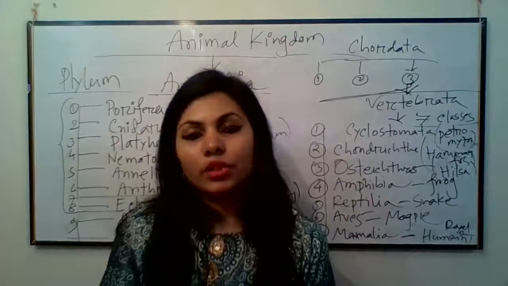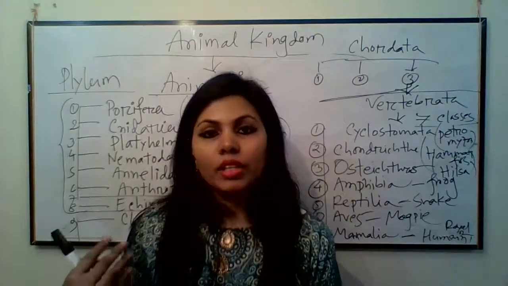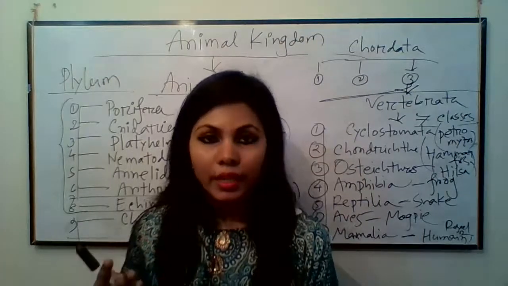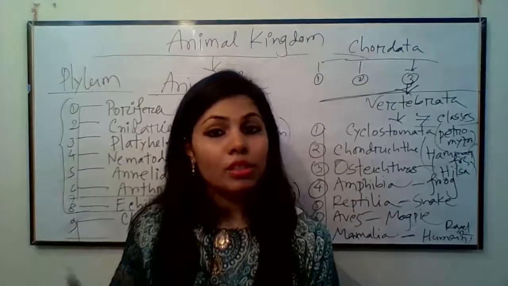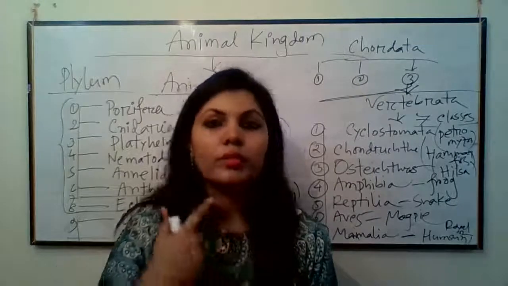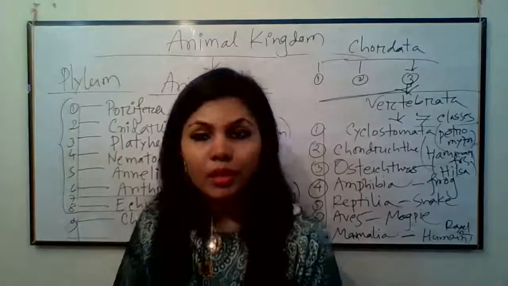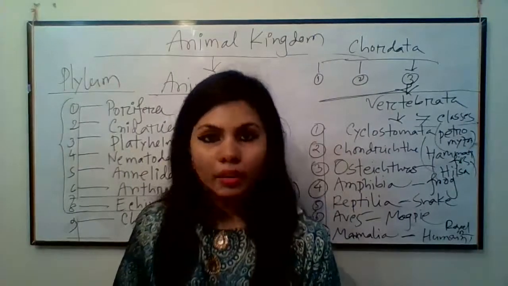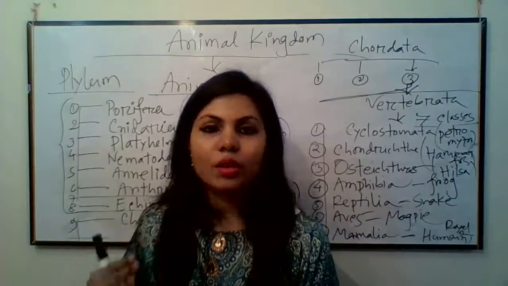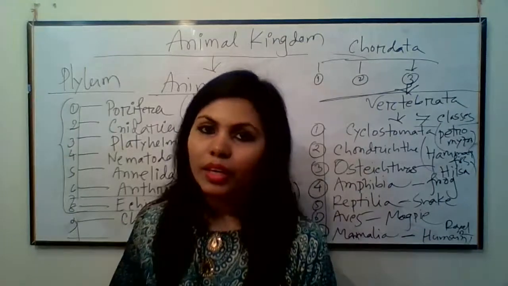Well, if I talk about the animal kingdom, there are nine phyla: Porifera, Cnidaria, Platyhelminthes, Nematoda, Annelida, Arthropoda, Mollusca, Echinodermata, and last one Chordata. Under Chordata, there are three subphyla: Urochordata, Cephalochordata, and Vertebrata. Oh, I did not give the example of Urochordata. Urochordata, Ascidia; Cephalochordata, Branchiostoma; and the last one is Vertebrata. In Vertebrata, there are seven classes: Cyclostomata, Chondrichthyes, Osteichthyes, Amphibia, Reptilia, Aves, Mammalia.